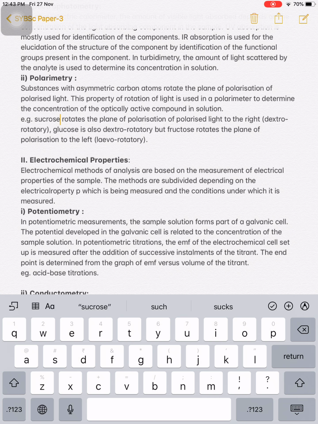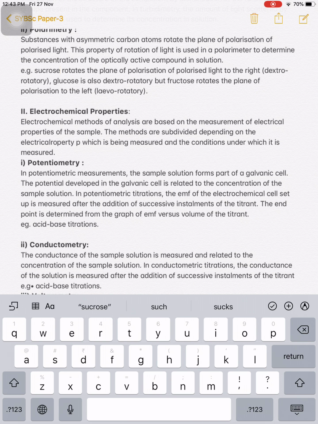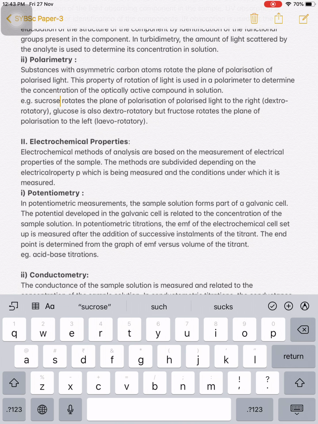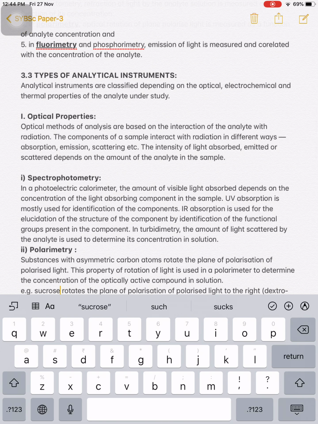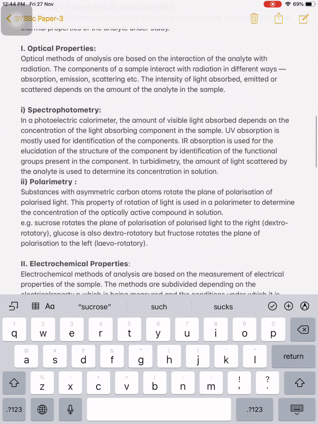Glucose is dextrorotatory, meaning the plane of polarized light is rotated towards the right side. In fructose, if light is incident on that compound, the plane of that light gets rotated towards the left side, that is levorotatory. So depending upon the amount of rotation, the components can be identified by use of polarimetry. These first two are the optical properties.